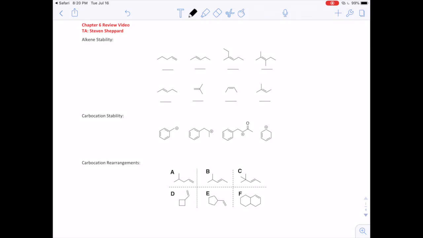Today we're going to talk about alkene reactions. There's going to be 10 of them, and this is going to be the first half of the material that is covered on Exam 3, and there's going to be a subsequent video covering the Chapter 7 material, and that's going to be the second half of Exam 3. So let's just jump right in.